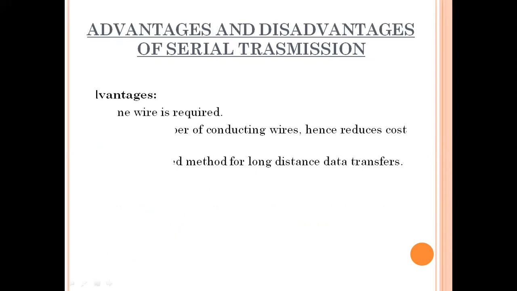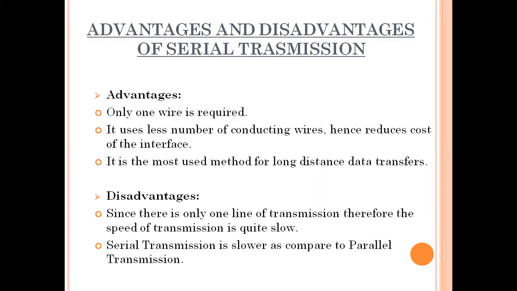Now let's talk about some advantages and disadvantages of serial transmission. First advantage is only one wire is required, which means we only require one wire for the transmission between two devices in serial transmission. Second one is it uses less number of conducting wires, hence reduces cost of interface, which means we do not require many wires for the data transmission. Because of that, it reduces the cost. Third one is it is the most used method for long distance data transfer, which means we use serial transmission for the long distance communication between devices.